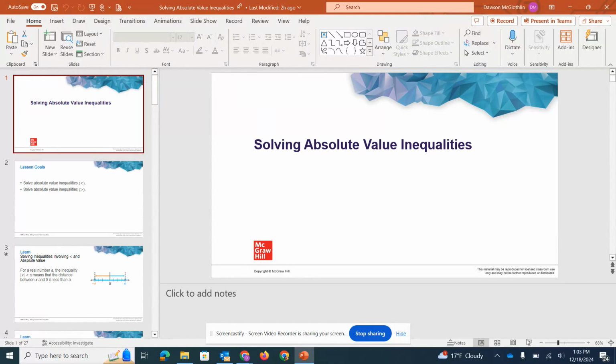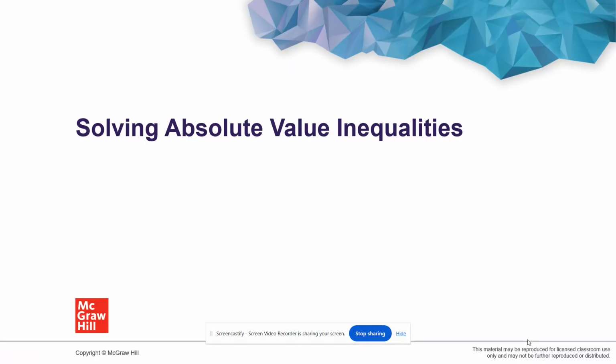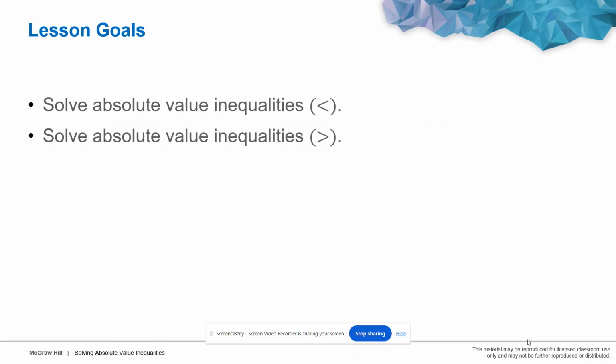So we're looking at absolute value inequalities, okay? And we're going to notice they have some patterns in them that we're used to seeing. We're going to start with absolute value inequalities that deal with the less than symbol, and then we're going to work our way into absolute value inequalities that use a greater than symbol, okay?